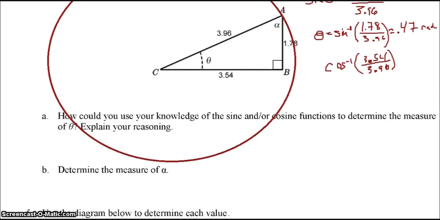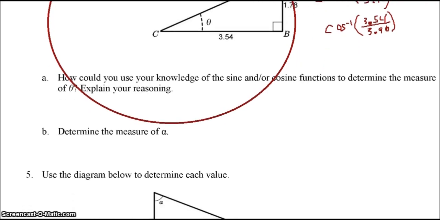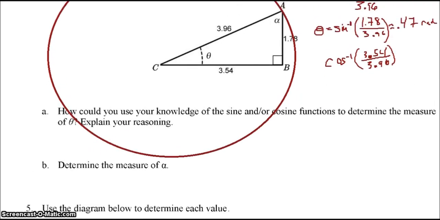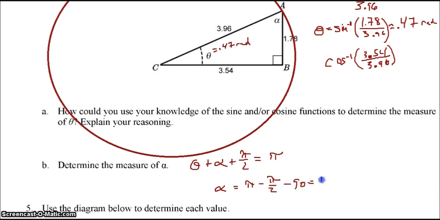How could you use your knowledge of the sine and or cosine functions? Okay, we did that. Determine the value of alpha. Well, if theta is 0.47 radians, and all these angles add up to 180 degrees, that means theta plus alpha plus 90 degrees, which is pi over 2, those all add up to pi, or 180 degrees.